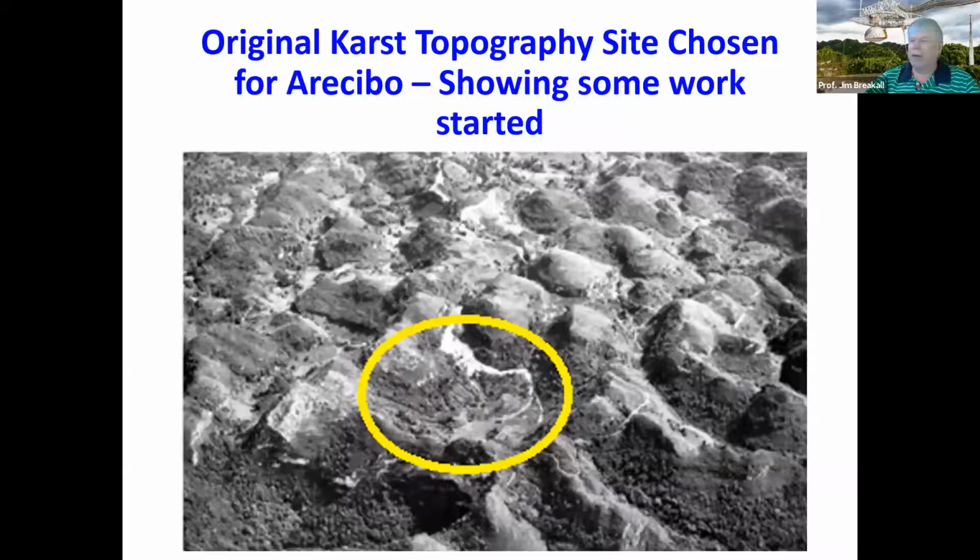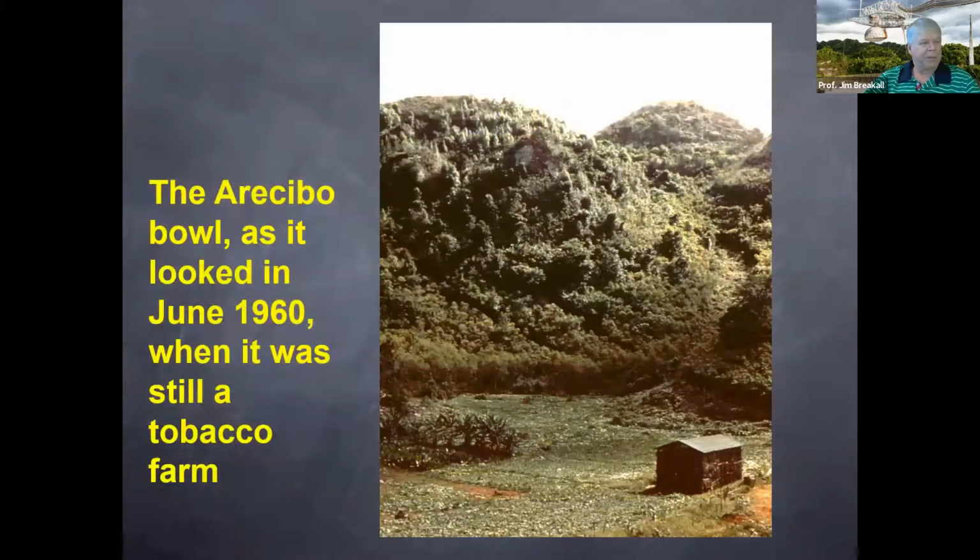Well, anyway, this is that karst topography. You can see that this was the original, the way it looked in the beginning, and it sort of has a round shape, but it doesn't really look like a dish too much yet. In fact, here's what it looked like. It was actually a tobacco farm that it started out as, but it was bowl shaped. And so this was picked to be the location to put this huge antenna.